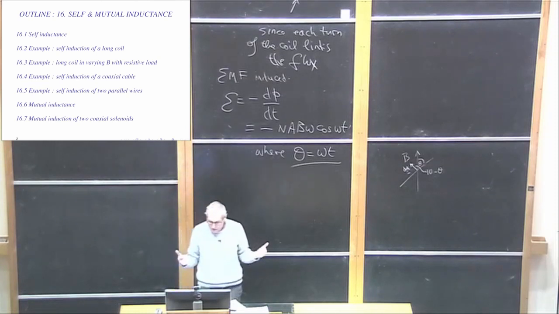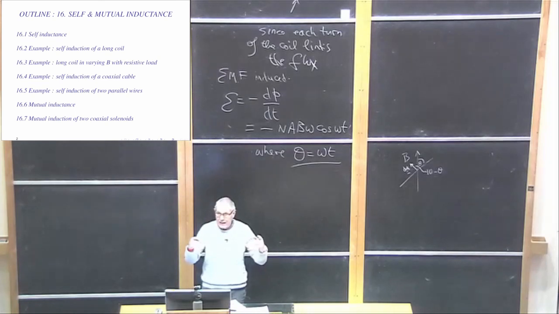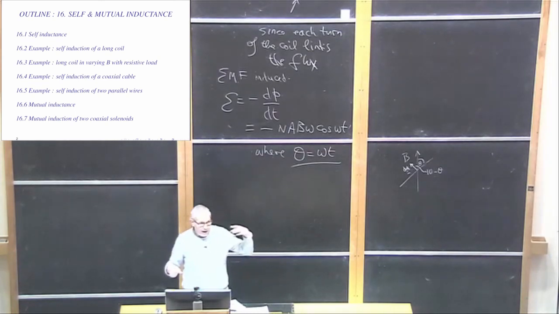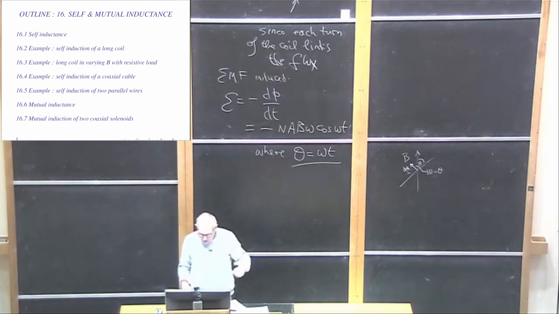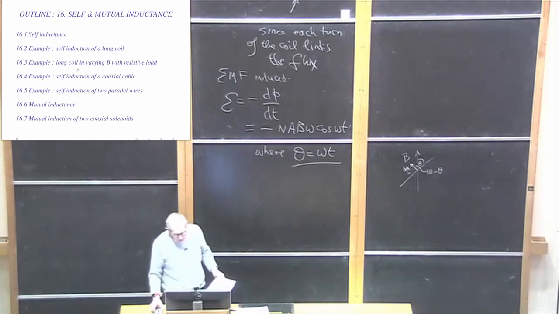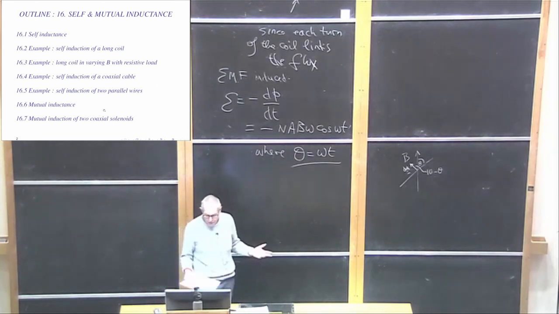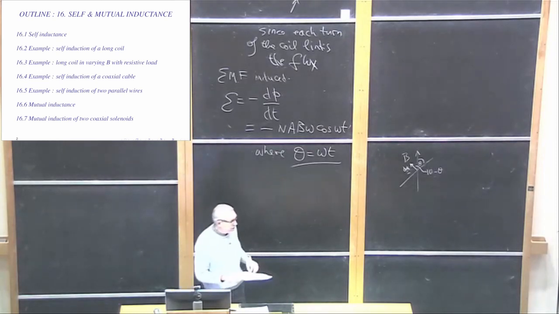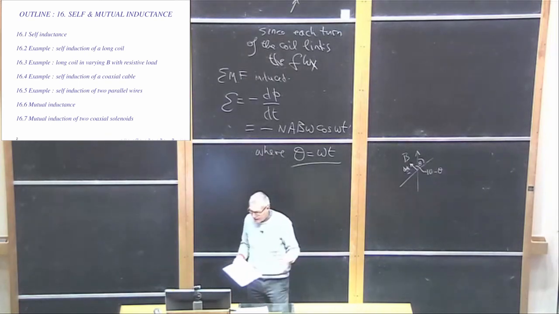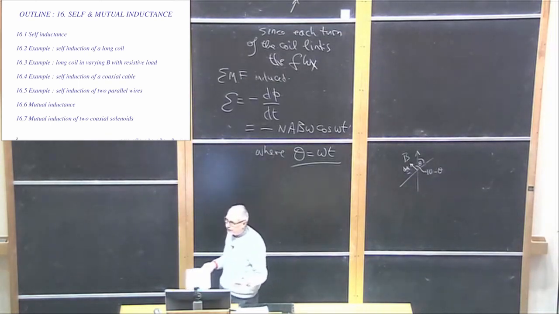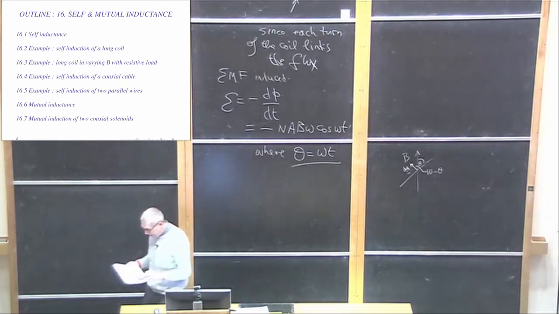A long coil, and then I'm going to take this coil into a resistive load, where you'll see the analogies with circuit theory. Then the self-inductance of a coaxial cable and two parallel wires, and then I'll probably run out of time, and I'll get to mutual inductance in the next lecture, and calculate the mutual inductance of a pair of solenoids.